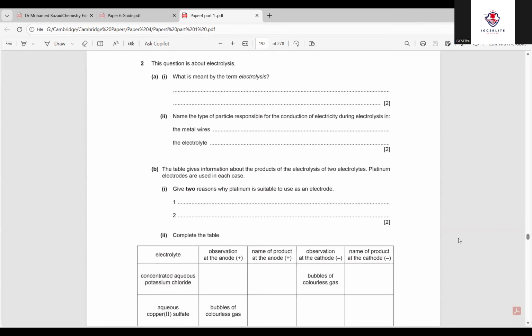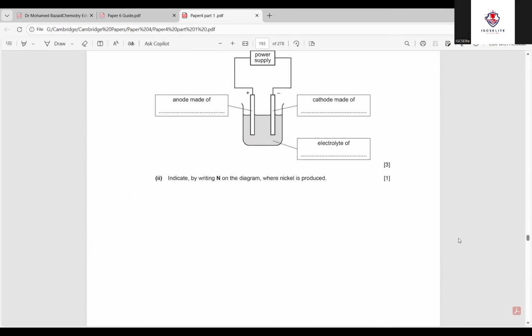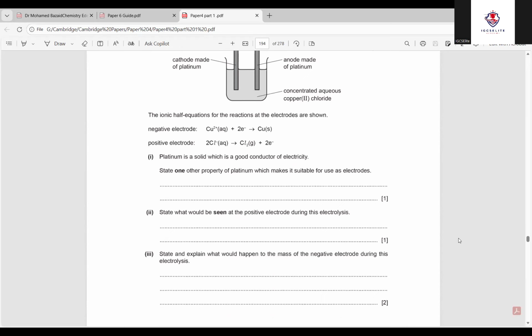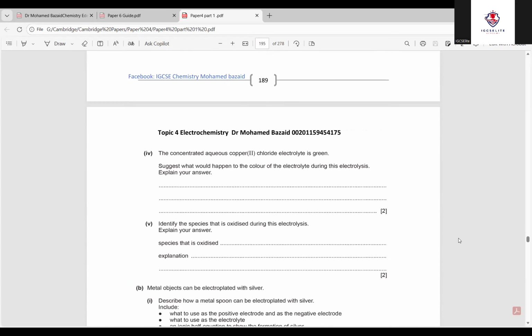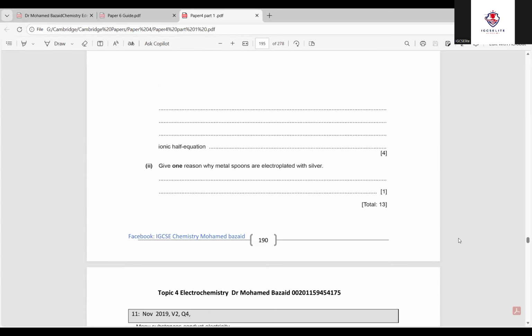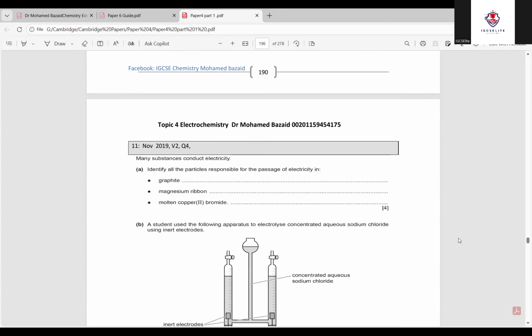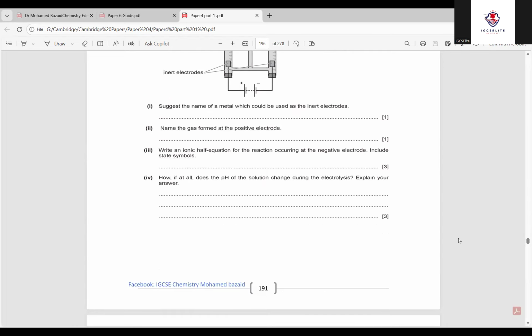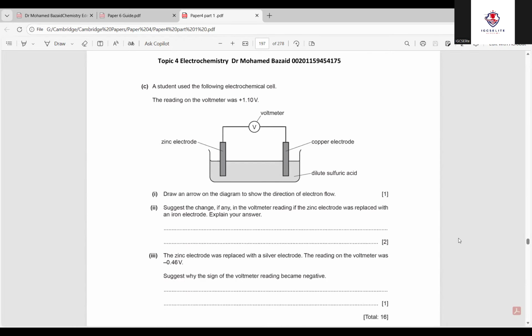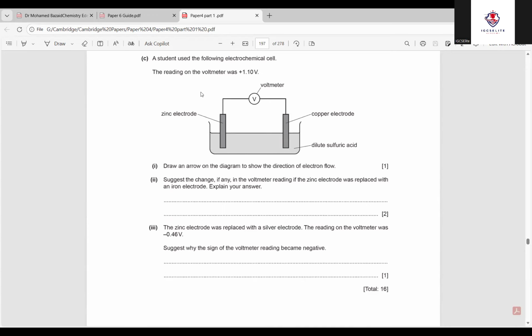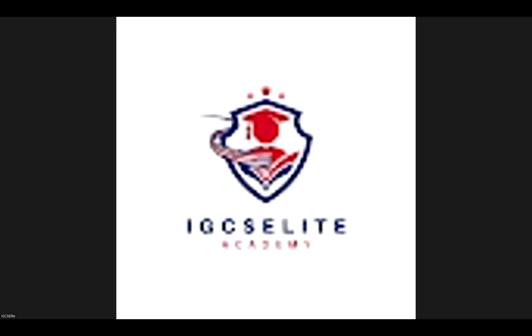Is it clear till now? So to summarize what I said, electrolysis is a breaking down of ionic compound, molten or aqueous, by electricity. 2 marks. Next question about electrode. Electrode can be made from metal like platinum or non-metal like graphite. This is the introduction about electrolysis, and this is very important.